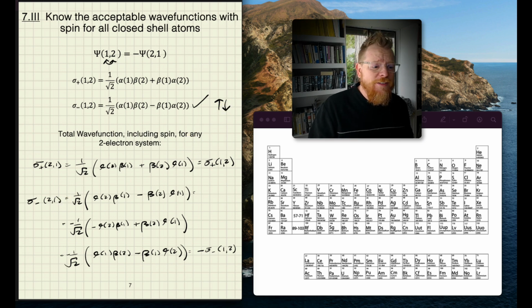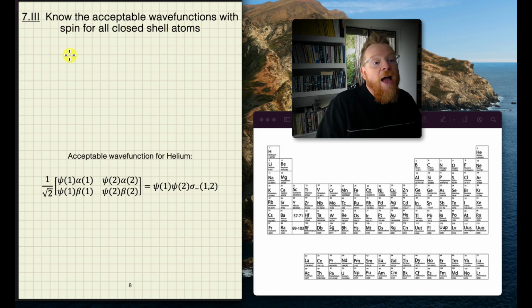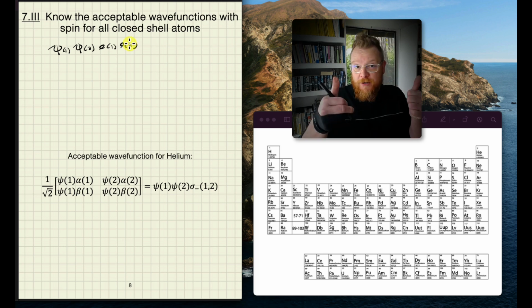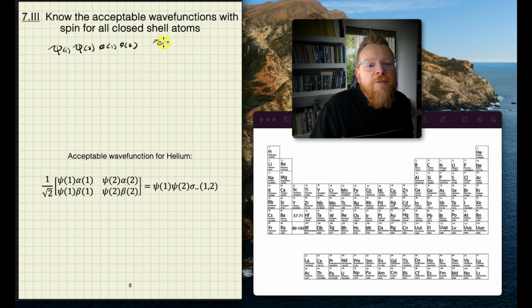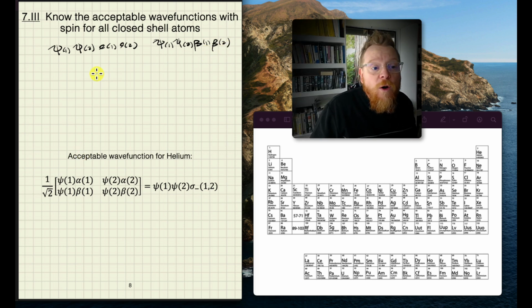Well, what about all these other spin wave functions that we came up with? So remember, we've got a whole bunch of these possibilities that we came up with to describe any two electron system. And those are going to go as the following. So we're going to have psi 1, psi 2 times alpha 1, alpha 2. So both electrons spin up. We can have psi 1, psi 2, beta 1, beta 2. Both electrons spin down.